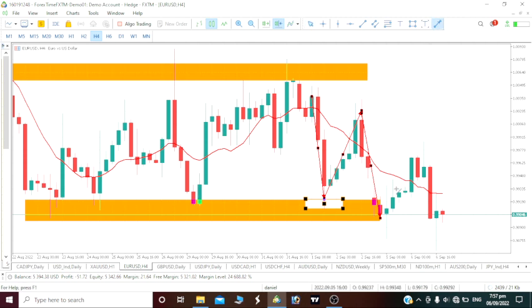Then we had a pullback, and guess what? This pullback did not break above this high, and now we've had another drop, and this drop, we all can see, has broken below this low that we had. This was the previous lower low, and now price has broken below it. Now we are on a correction, and I can assure you that the next day, once our price opens, we would have another drop again.